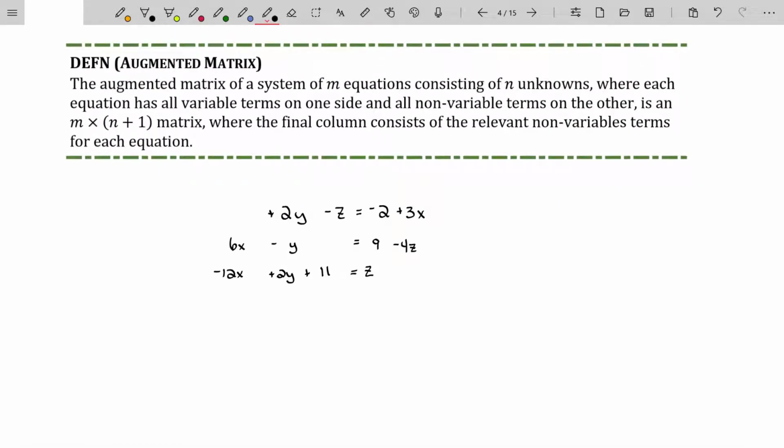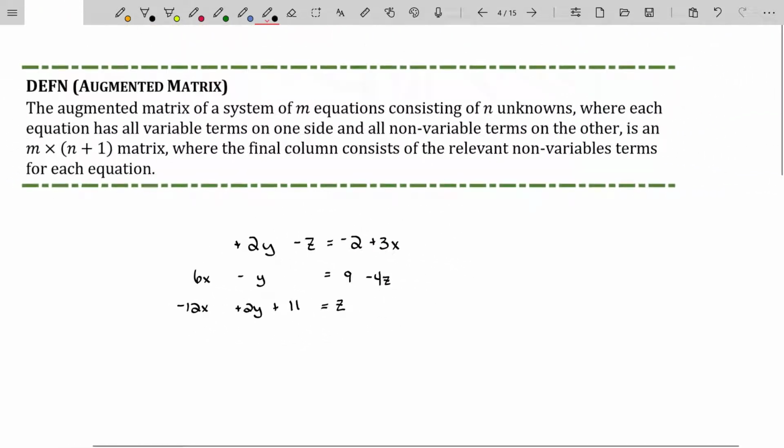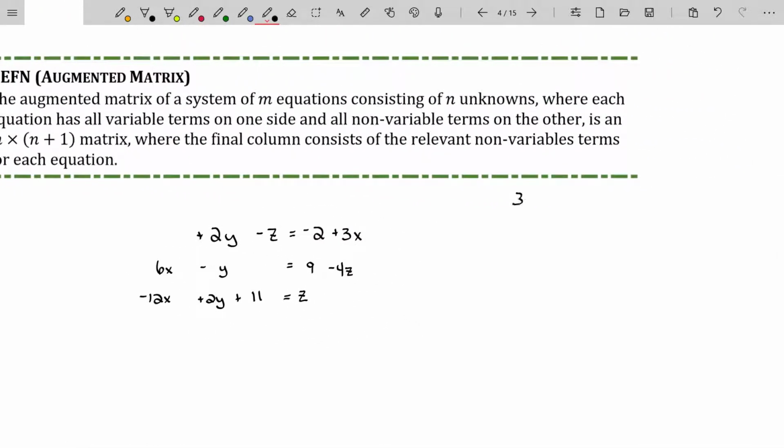So here's a system, and in this system we have 3 equations. Let me write that down off to the side. We have 3 equations, and in this case, if you look through each equation, you could see that we have x, y, and z, so we have 3 unknowns.